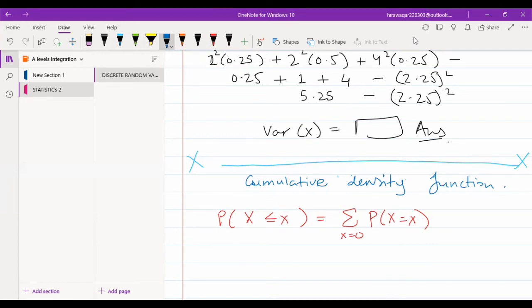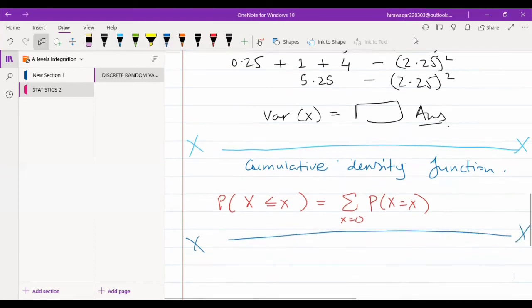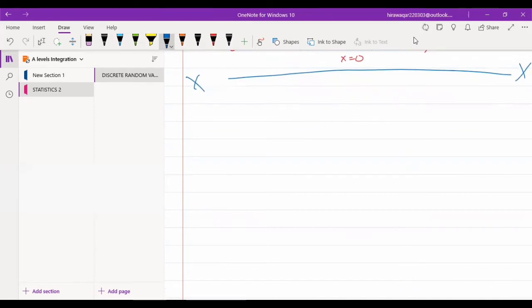Okay, now we are going to solve some of the questions of expected value, which is also known as mathematical expectation, and also some of the questions of variance. But before this, we are going to learn some properties of expected value and variance. The properties of expected value are like this.